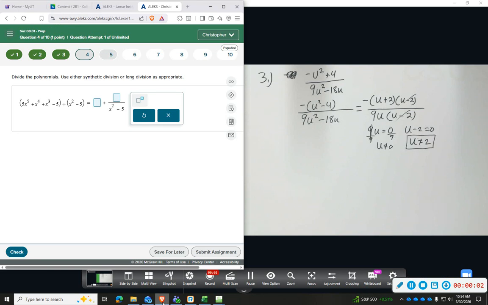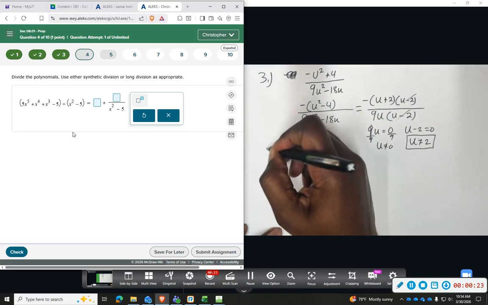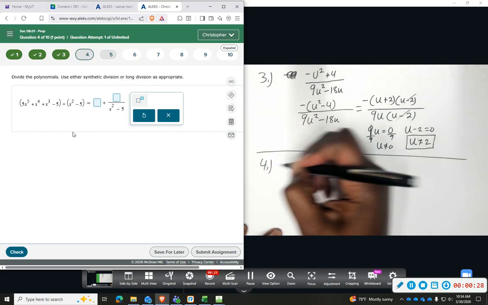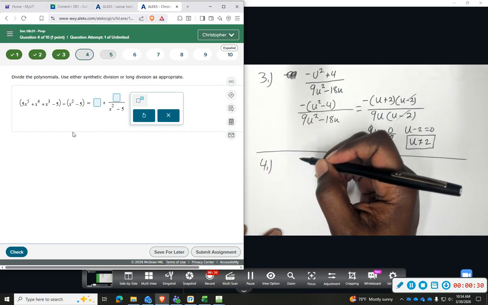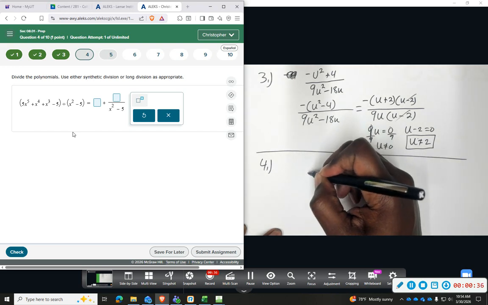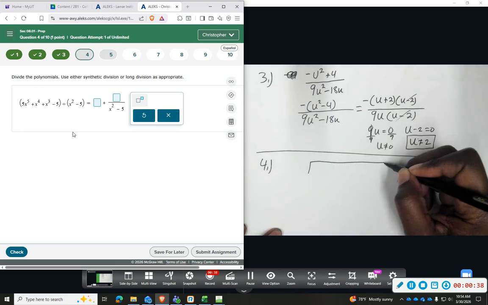All right, number 4, we want to divide the polynomials. It says use either synthetic division or long division as appropriate. Since we are dividing by a term that is not linear due to the x squared, we're going to use long division. I'm not aware of a method using synthetic division with a nonlinear term, so we're going to use long division. So the first part will go into the bracket.